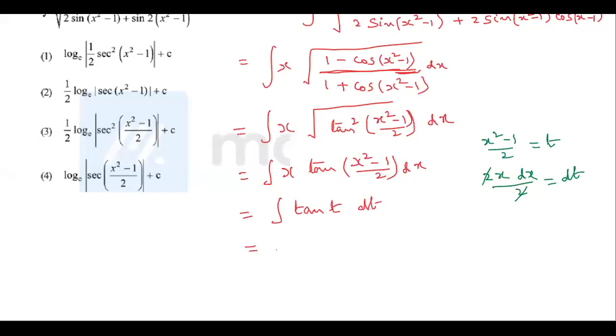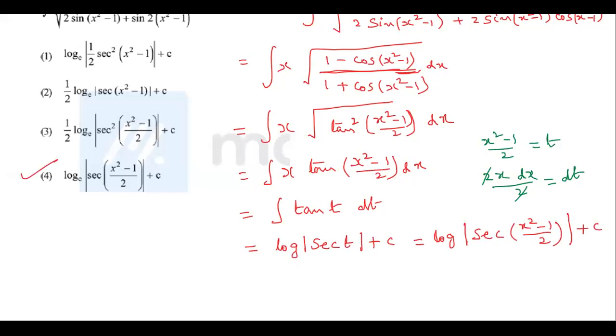That is equal to logarithm of mod secant t plus c. That is equal to logarithm of mod secant of (x square minus 1) by 2 plus c. This is the answer. So observe here, the fourth option is correct.